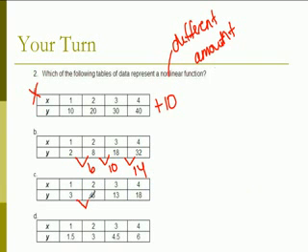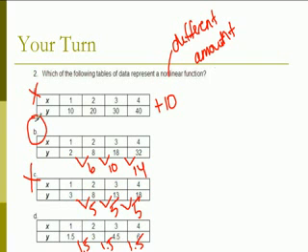So 3 to 8 is 5, 8 to 13 is 5, and 13 to 18 is 5. So that's the same, so that's wrong. Now 1.5 to 3. Well, if you can't do that in your head, make sure you do it on a calculator by hitting 3 minus 1.5, which is 1.5. 3 to 4.5 is 1.5, and 4.5 to 6 is 1.5. So B is nonlinear because it goes up by different amounts.